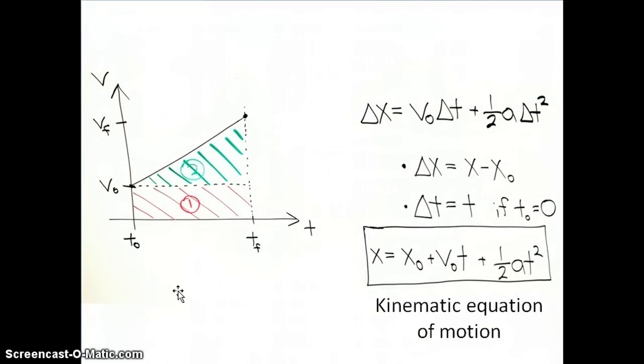The way we're going to simplify this at this point, make it more generalizable, I would say, is we'll rewrite delta x as x final minus initial position x0, and delta t we will write as just t, assuming from our graph here that our initial starting time is 0. So therefore t final minus 0 is just going to be some value t.